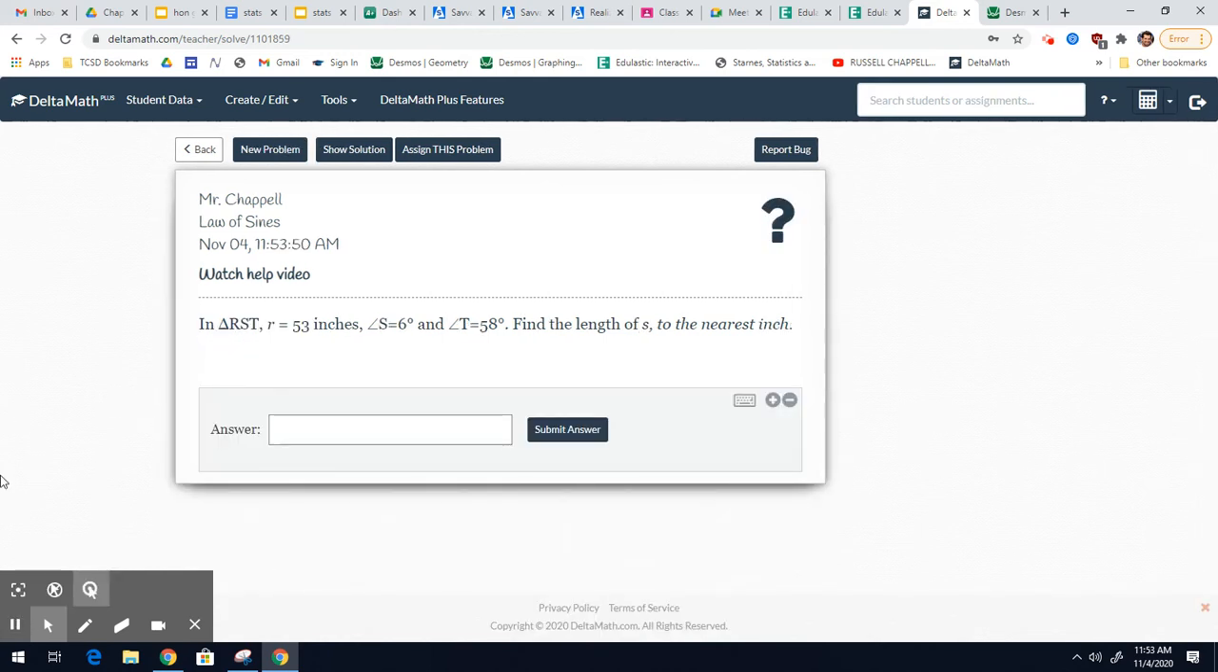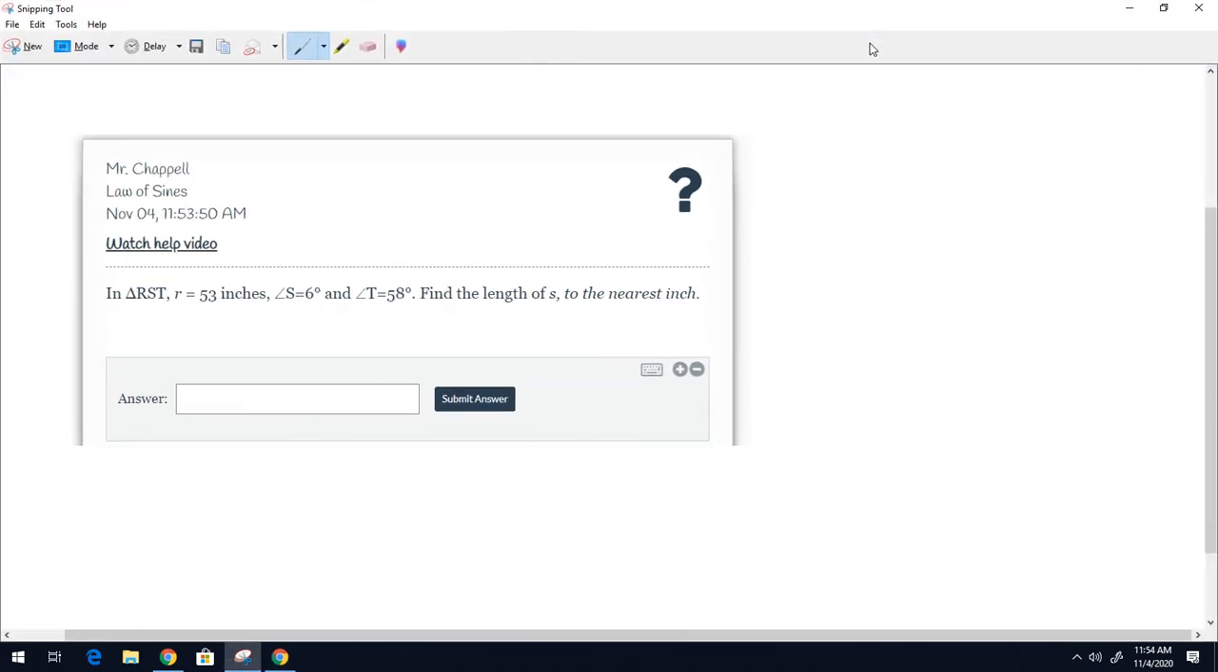All right, here's the next one. So we have a triangle RST with r equals 53 inches, angle S is 6 degrees, and angle T is 58 degrees. Find the length of s to the nearest tenth. All right, so again, first thing I'll do is draw my generic triangle. Okay, so again, my triangle just looks like an equilateral triangle, but I just want to make sure R, S, and T are on there somewhere. So here's my triangle, R, S, and T. So this is lowercase r, lowercase s, lowercase t.